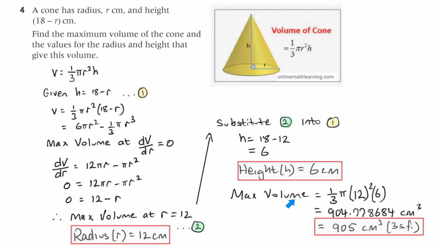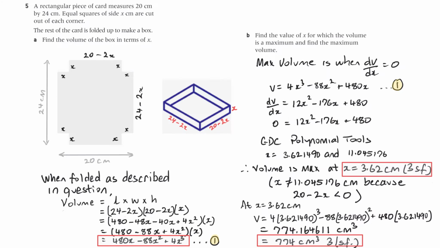And the maximum volume then, we can use the volume formula, which is this one here. It's 1/3 pi times r squared h. We said r was 12, and h is 6, and we get 905 centimetres cubed to 3 significant figures.